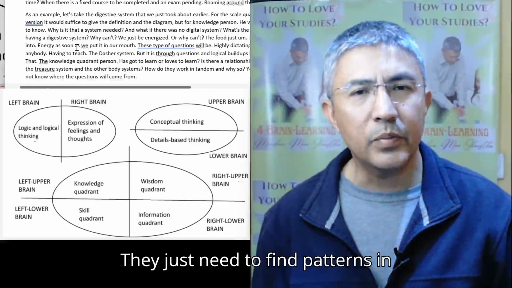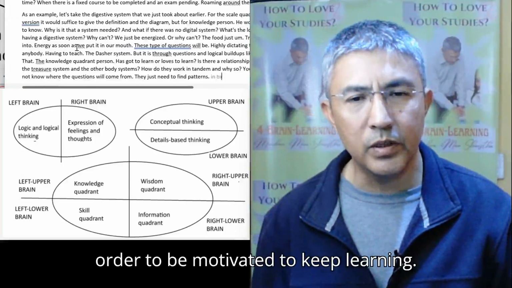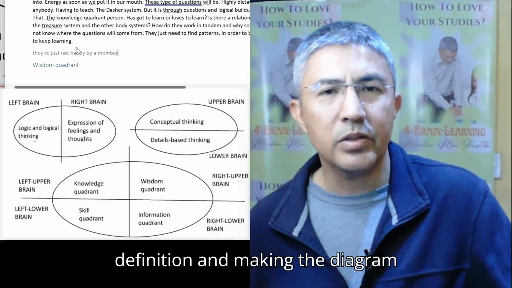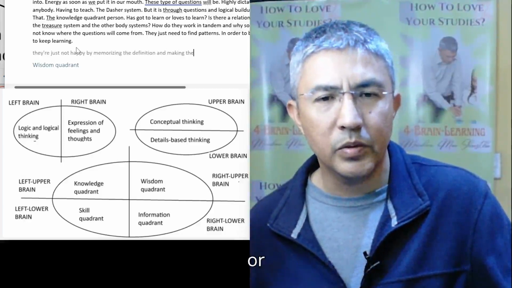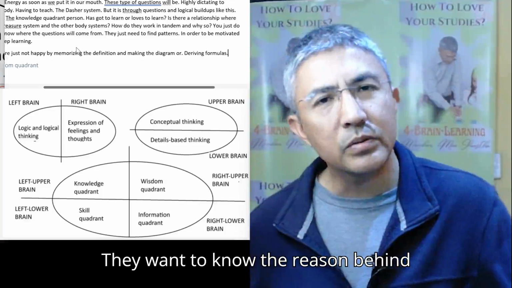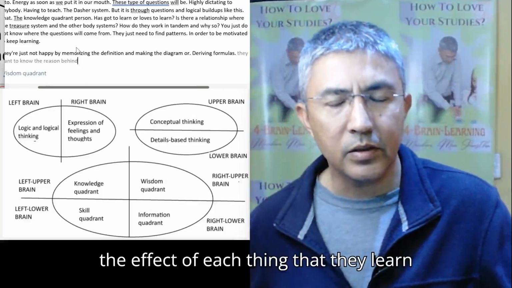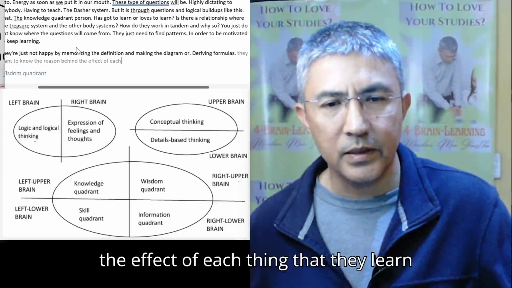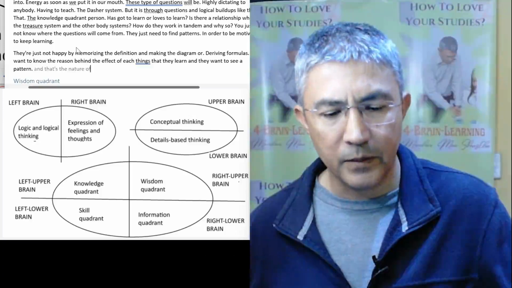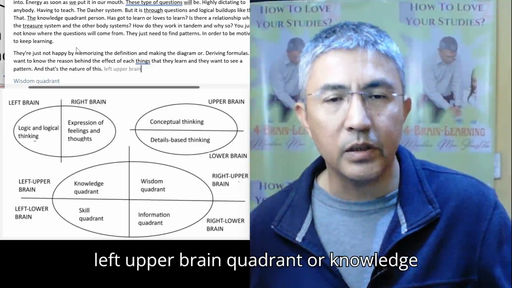They just need to find patterns in order to be motivated to keep learning. They are just not happy with memorizing the definition and making the diagram or deriving formulas. They want to know the reason behind the effect of each thing that they learn, and they want to see a pattern. And that's the nature of this left upper brain quadrant, or knowledge quadrant, people.